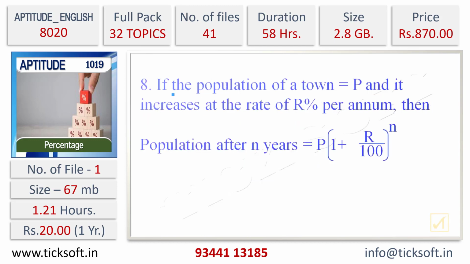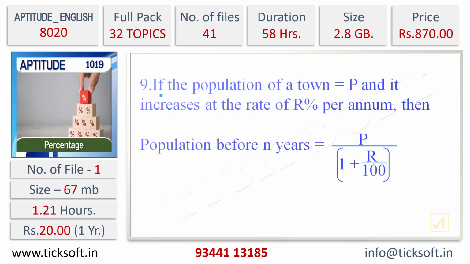And now the next formula is, if the population of a town is equal to P and it increases at the rate of R% per annum, then the population after n years will be equal to the initial population P into 1 plus R by 100 whole power n. So this is the population after n years.